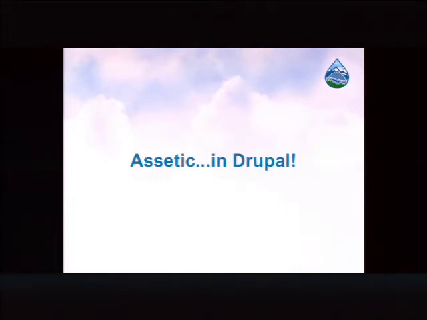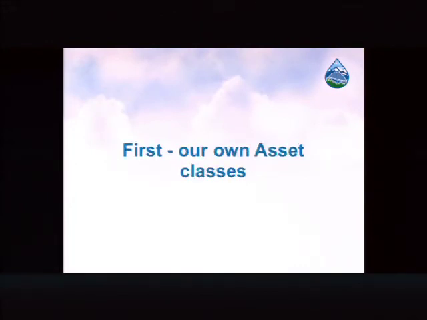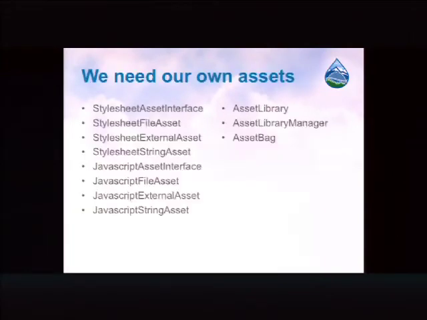So, in Drupal Assetic, the first thing we need is some of our own versions of those asset classes: the file asset, string asset, HTTP asset, and glob asset, along with some others. The first change is that instead of having a generic asset type that isn't specific to the type of asset you're including, we have ones that are. So we have JavaScript file, JavaScript external, JavaScript string, and stylesheet file, stylesheet external, stylesheet string. They follow the same pattern.